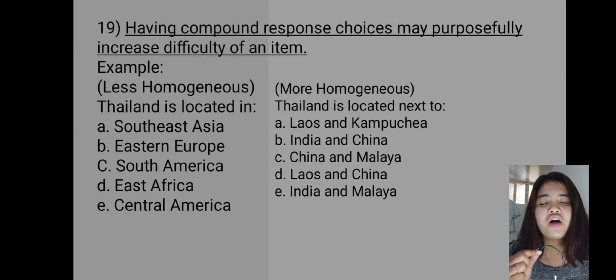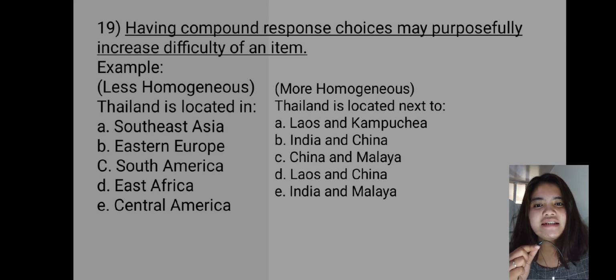And lastly, having compound response choices may purposefully increase the difficulty of an item. The difficulty in a multiple choice item may be controlled by varying the homogeneity or degree of similarity of responses. The more homogeneous, the more difficult the item because they all look like the correct answer. Example, less homogeneous: Thailand is located in A. Southeast Asia, B. Eastern Europe, C. South America, D. East Africa, E. Central America. More homogeneous: Thailand is located next to A. Laos and Cambodia, B. India and China, C. China and Malaya, D. Laos and China, E. India and Malaya.